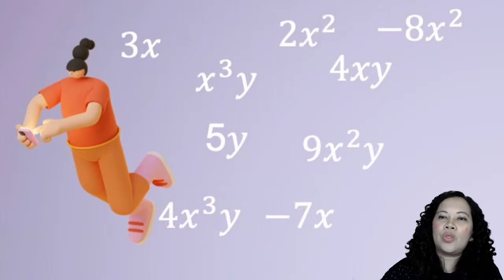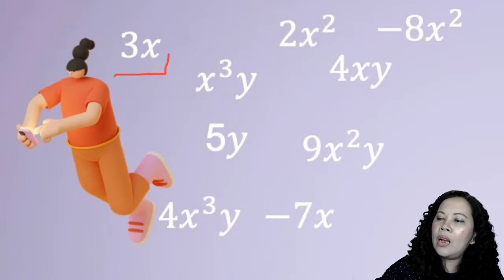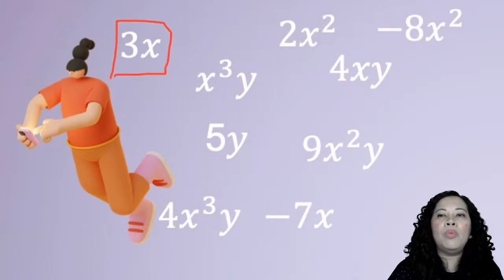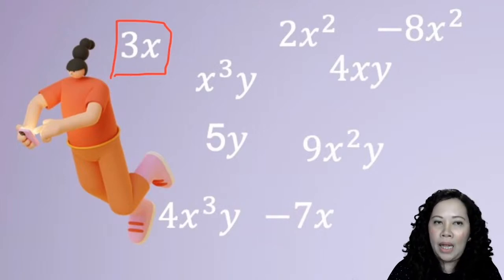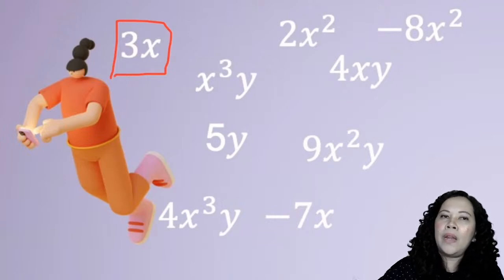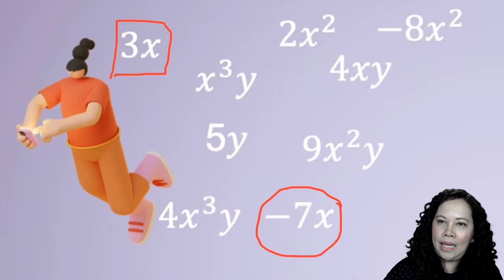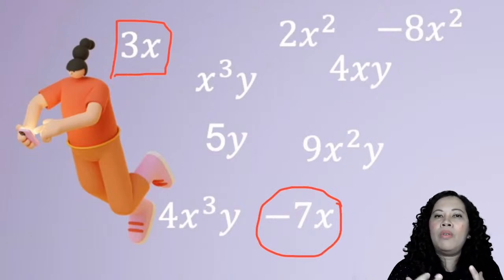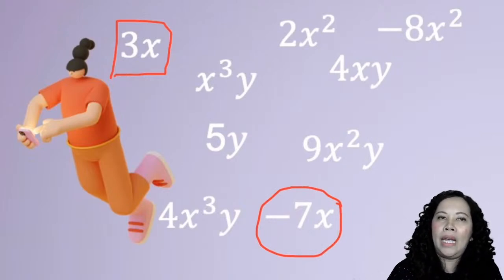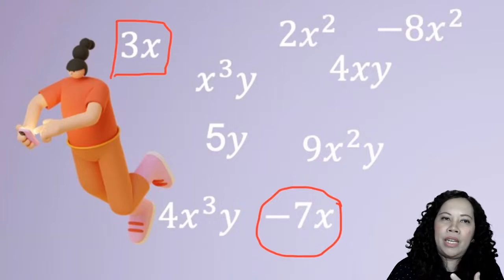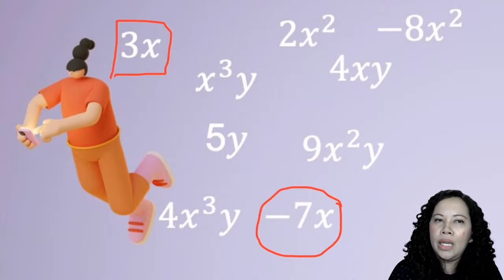Alright, so let's try to identify. Let's say for example 3x. What is the same with 3x? The same with 3x should have an x as well. Okay, so 3x is the same with negative 7x. That means that the coefficient would be okay to be different. The number, the constant coefficient is okay to be different.